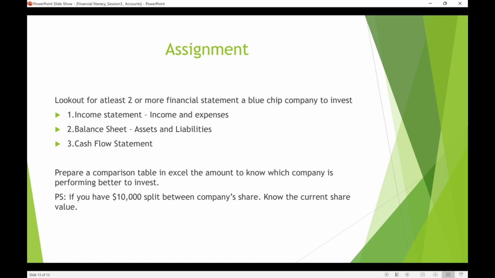So hope you understand the overview of the accounts and how to look at the financial statements of any business before you invest.